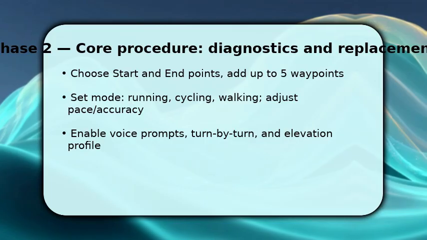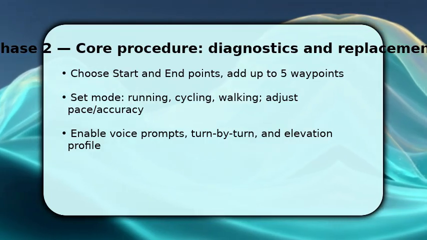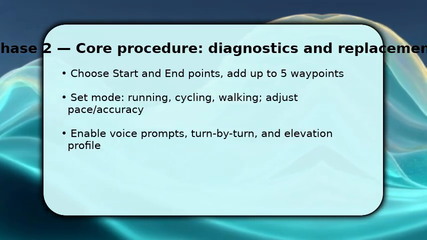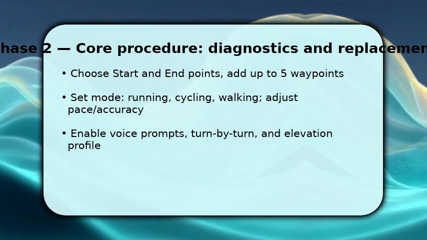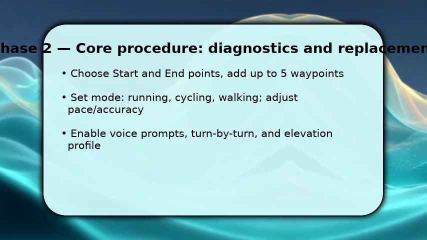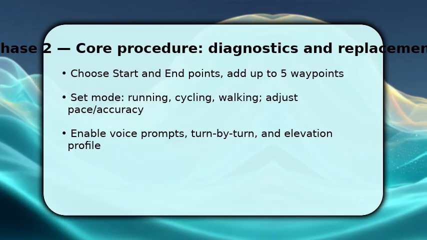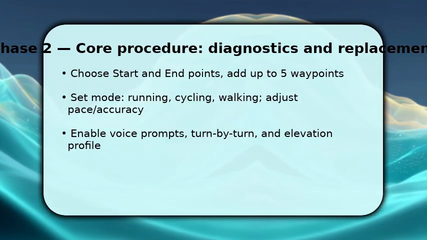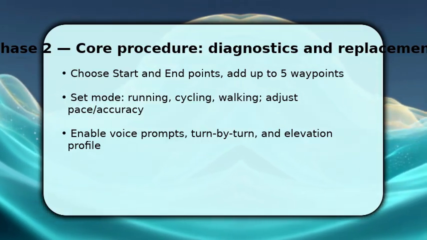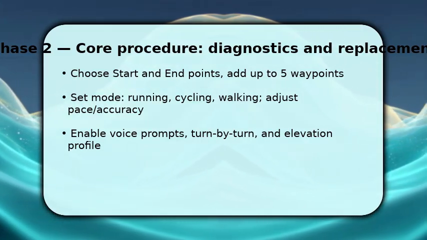Once chosen, adjust accuracy and pace thresholds so tracking records only relevant GPS points. Enable voice prompts and turn-by-turn for hands-free guidance, and review the elevation profile to anticipate climbs. This setup keeps navigation smooth and prevents mid-run surprises.